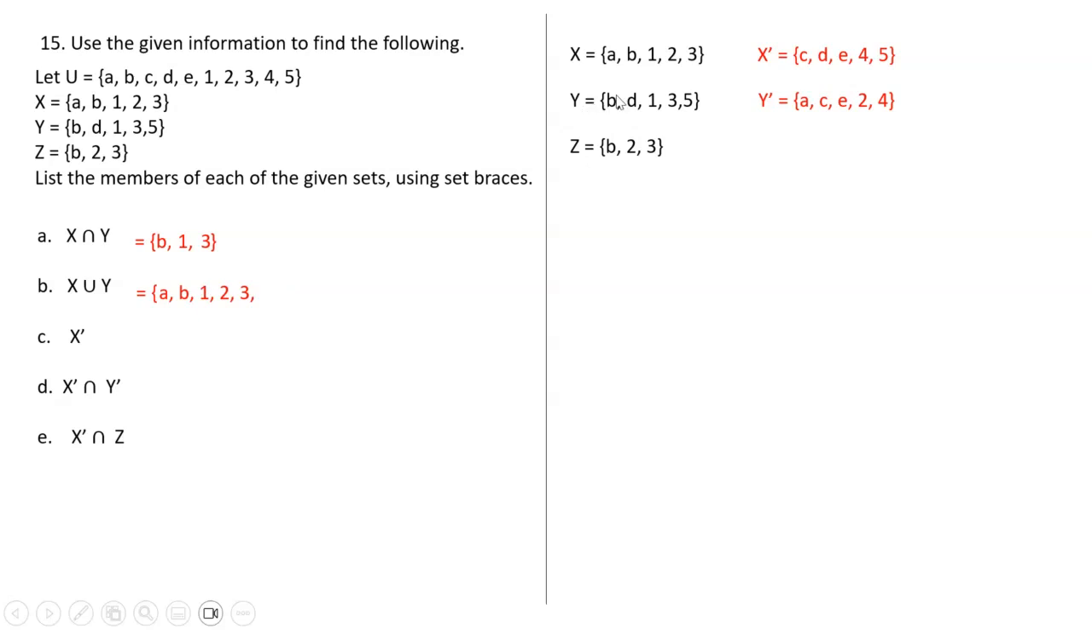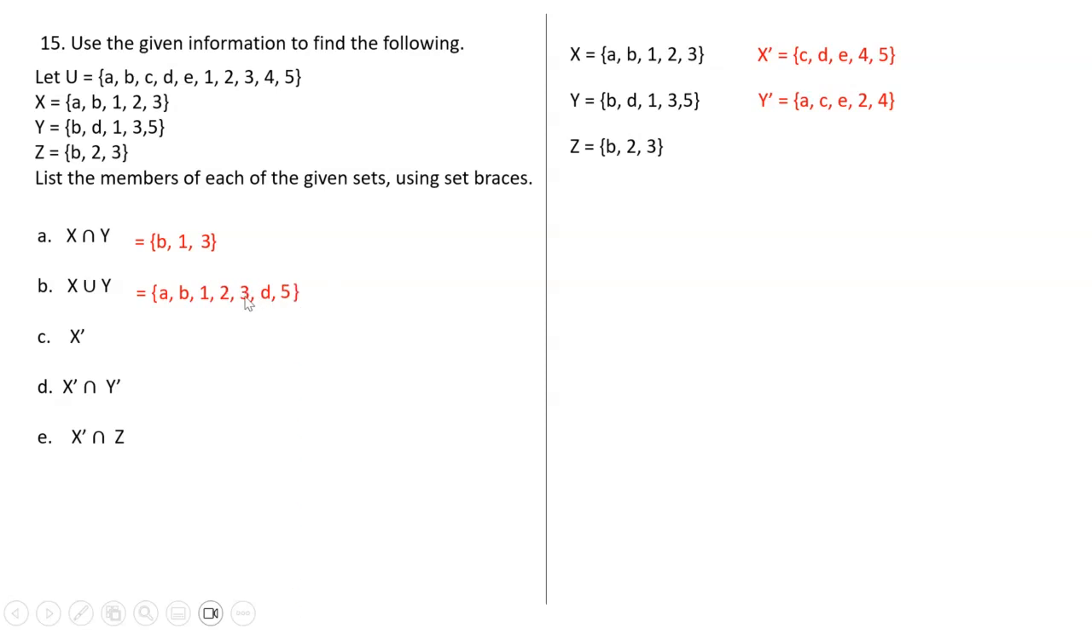Example, let's go to Y. Is the B there? Yes, it is. So I don't put it again. Is the D there? No, the D is not there, so let's put the D. Is the 1 there? Yes. Is the 3 there? Yes, so I don't put them again. Is the 5 there? No, so I've got to put the 5. So this is my answer, guys.